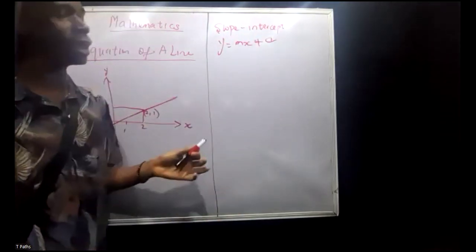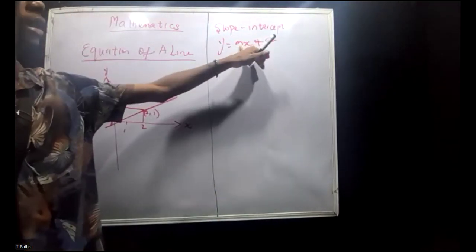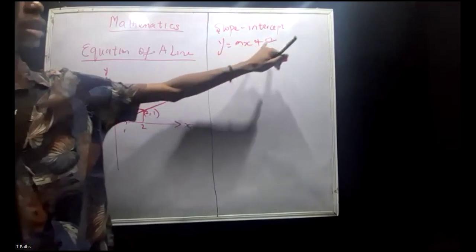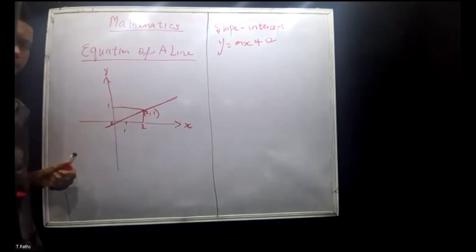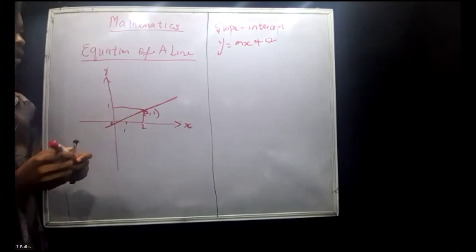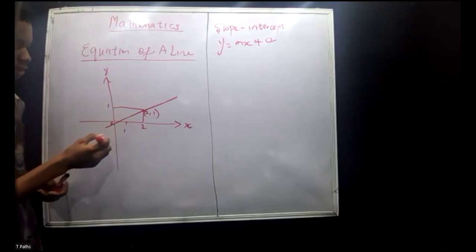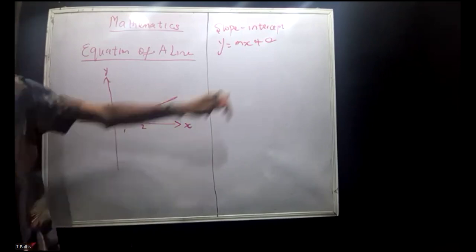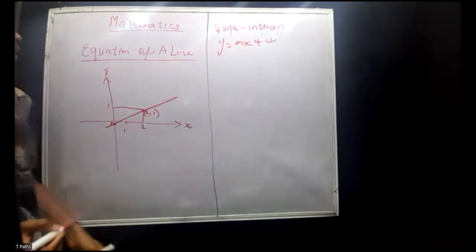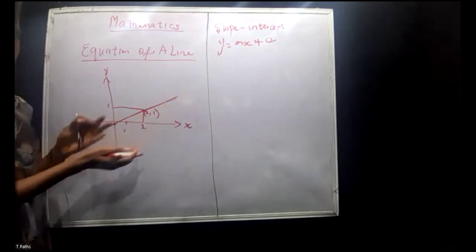So what do we mean by slope-intercept form? m is the slope or gradient, and c is the intercept. What do we mean by intercept? I'll explain this with the diagram here. Intercept simply means where a particular line touches the y-axis. So this line here touches the y-axis at this point, and this point is the intercept of the line. So c is intercept, m is slope. What is slope? Slope is how steep the line is.